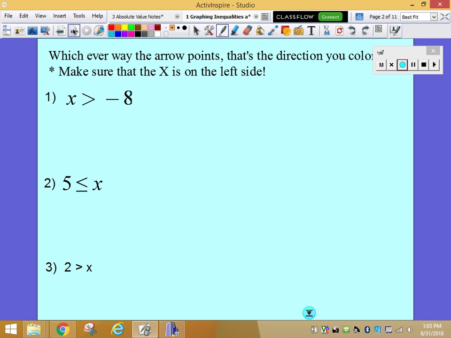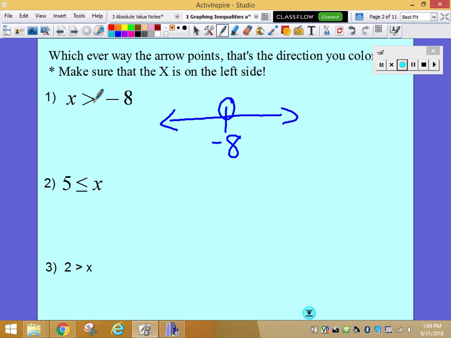Now, is the X on the left-hand side? It sure is. So we can just go straight into graphing. My number is at -8. And there's 2 things we got to remember. When I do my circle, am I going to leave it open or am I going to shade it in? And that's what you just wrote down. Because there is no line here, that means we're going to leave it open.